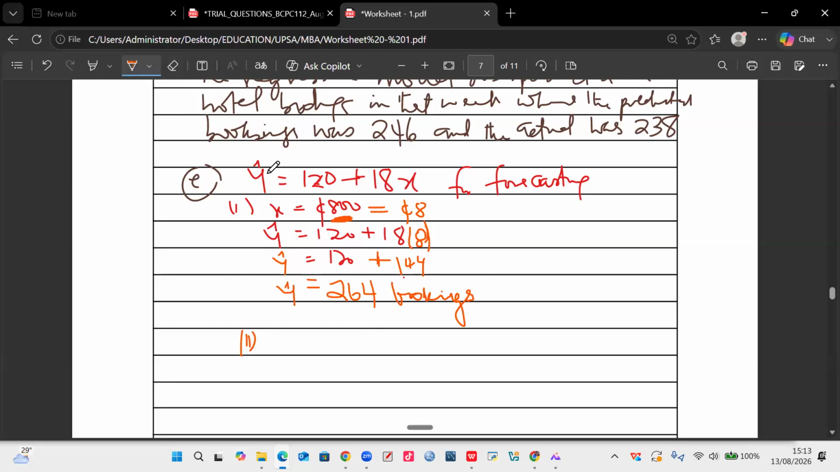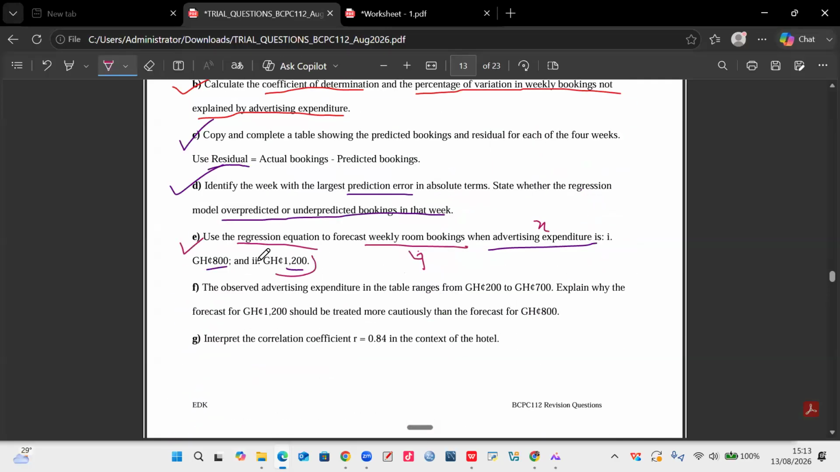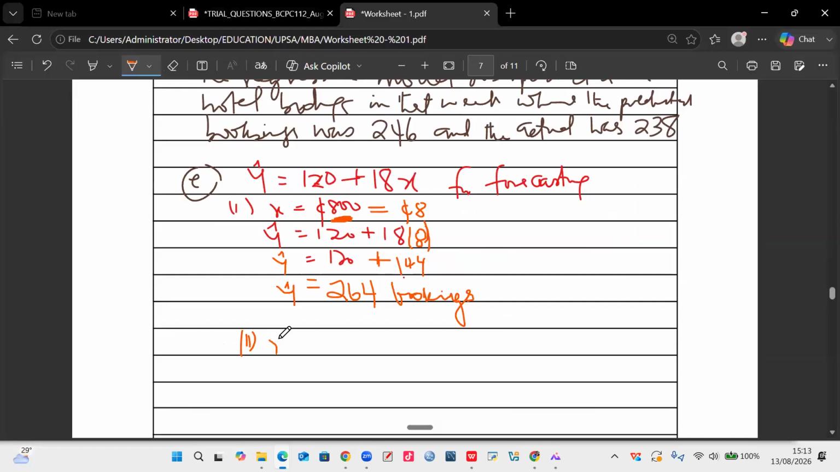The next one is 1,200. That's for E. So we go with 12. X equals 1,200, which is equal to 12.